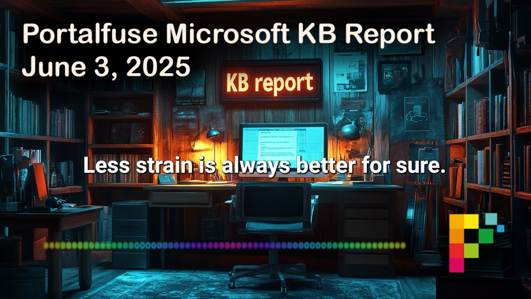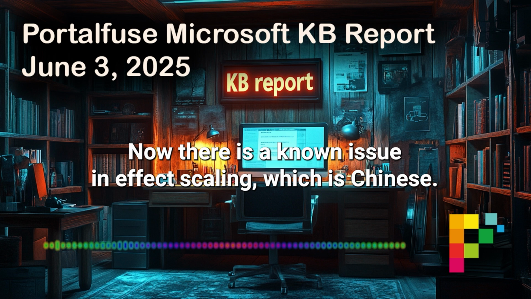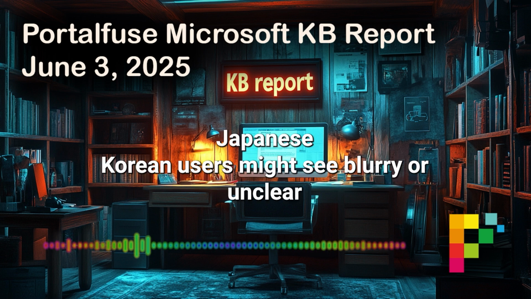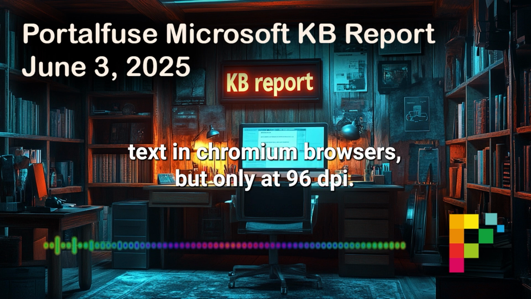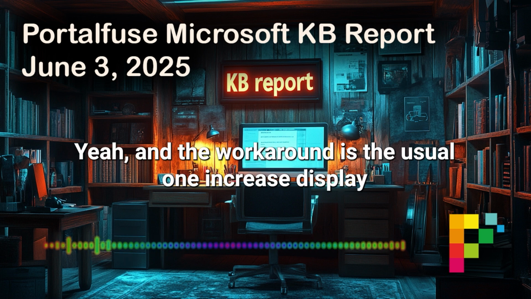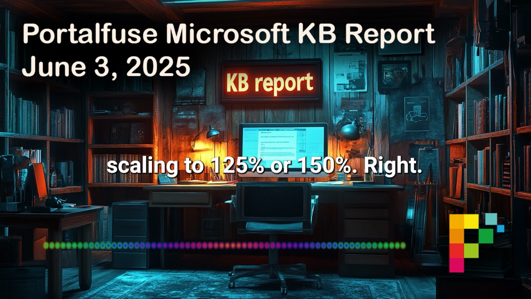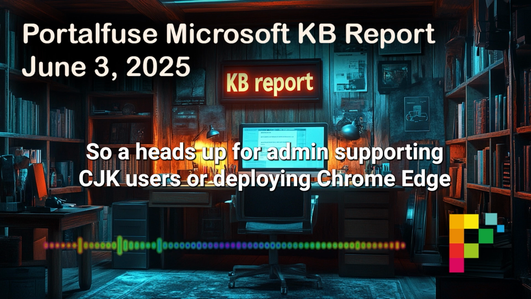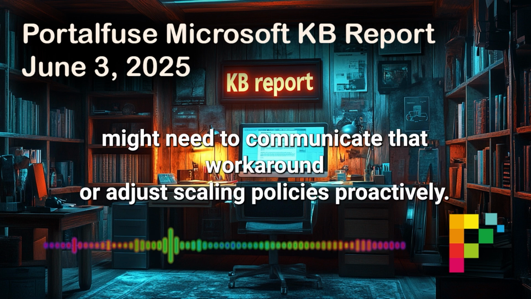For sure. Now, there is a known issue. It affects CJK languages, Chinese, Japanese, Korean. Users might see blurry or unclear text in Chromium browsers, but only at 96 dpi. Okay. The common 96 dpi font rendering thing. Yeah. And the workaround is the usual one. Increase display scaling to 125% or 150%. Right. So a heads up for admins supporting CJK users or deploying Chrome or Edge. Might need to communicate that workaround or adjust scaling policies proactively.